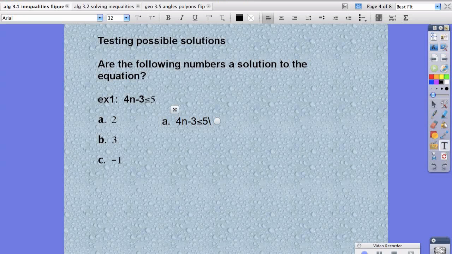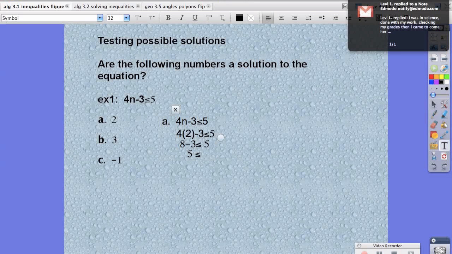We're going to substitute in the value of 2 because that's what it is. 4 times 2 minus 3 less than or equal to 5. Then we're going to simplify, so 8 minus 3 less than or equal to 5. This gives us 5 is less than or equal to 5. Now obviously 5 is not less than 5, but it is equal to. Therefore the statement is true, it is a solution.